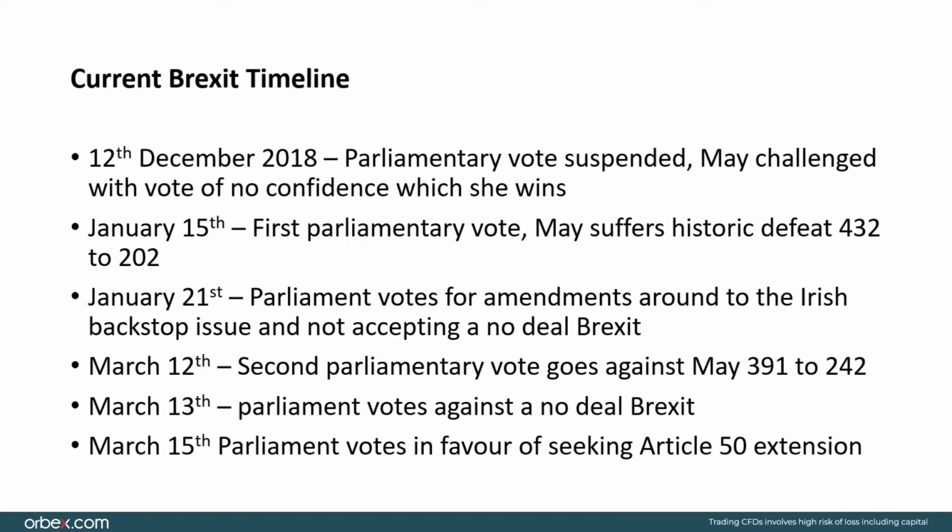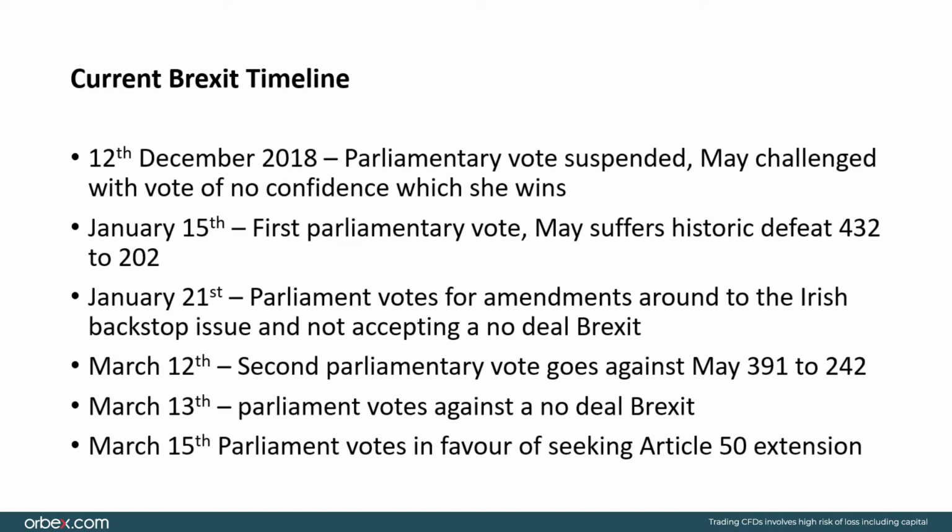However, feeling at the time that there wasn't enough support, May actually postponed the vote. Now, following the postponed vote, it was then announced that members of the Prime Minister's own party had tabled a vote of no confidence against the Prime Minister. And this actually resulted in a secret ballot being held on December 12th, which surprisingly for many, I guess, Theresa May actually went on to win. She won the secret ballot by 200 votes to 117 votes and pressed ahead with her Brexit campaign.